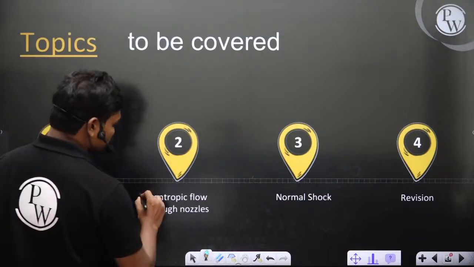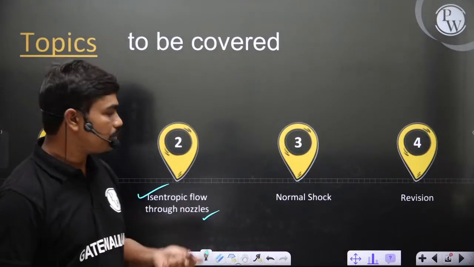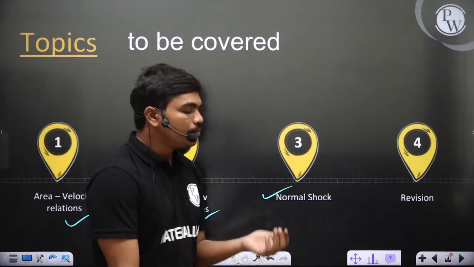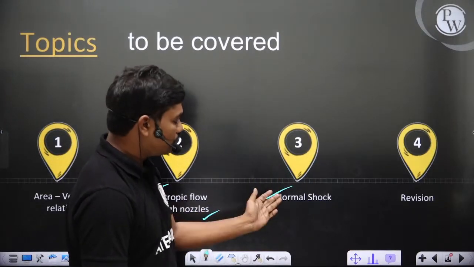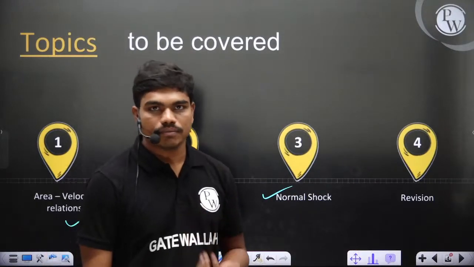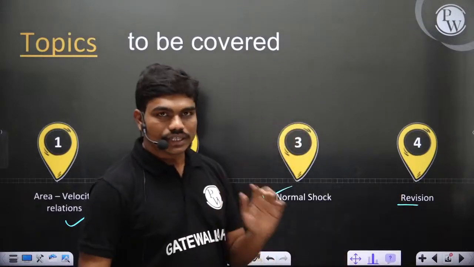Then isentropic flow through nozzles. We'll see a couple of nozzles, converging and also converging-diverging type, and we will also find some details of the normal shock in today's class. Normally, questions are not touched beyond this point. These are the points I am planning to cover, and in the last we will wind up the complete subject. So this is the plan for today.